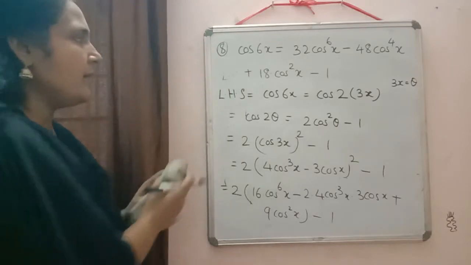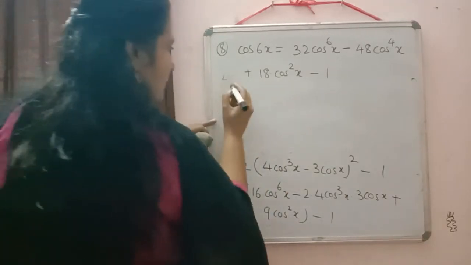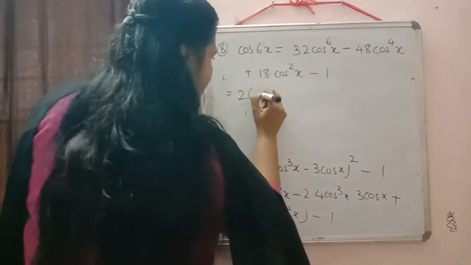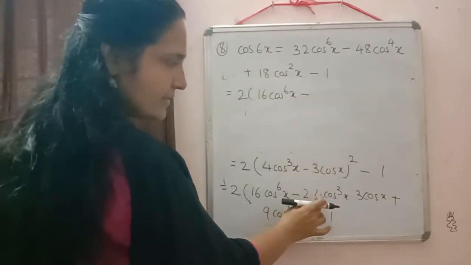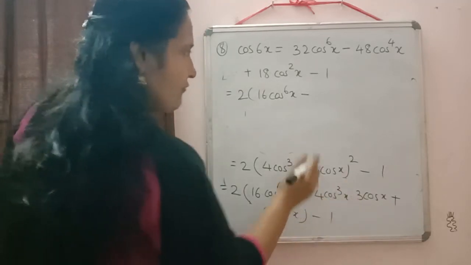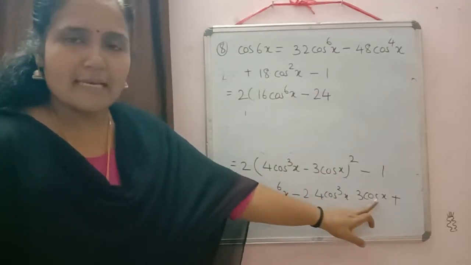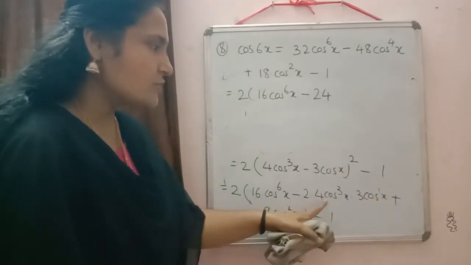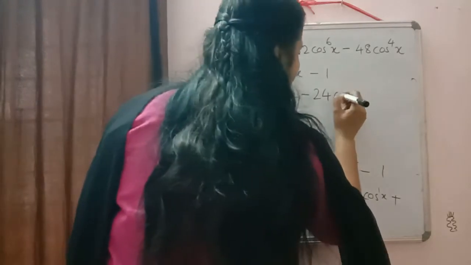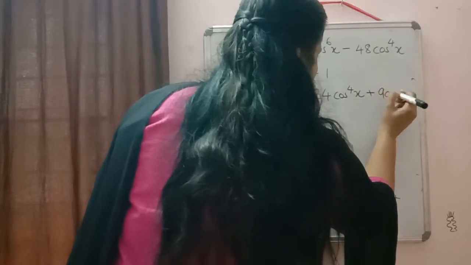Now we can simplify it and we will check whether we will get the proof or not. Equal to 2 into 16 cos raised to 6x minus 2, 4s are 8 and 8 3s is 24. So we are getting here 24 cos cube x into cos x. So what will come? If no power is there, what is the power here? 1. So cos cube x into cos x will be equal to cos raised to 4x plus 9 cos square x minus 1 is there as it is.